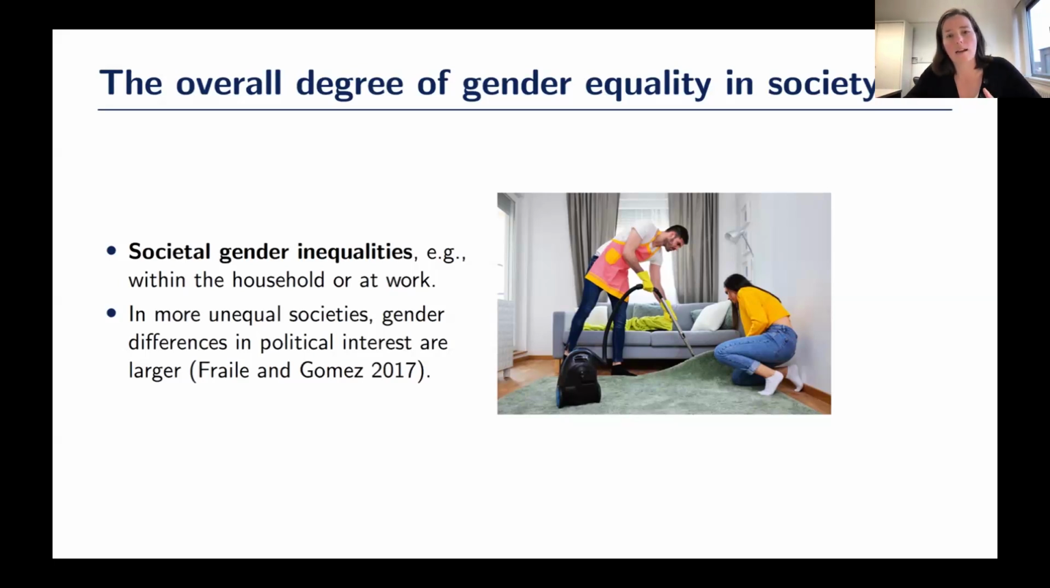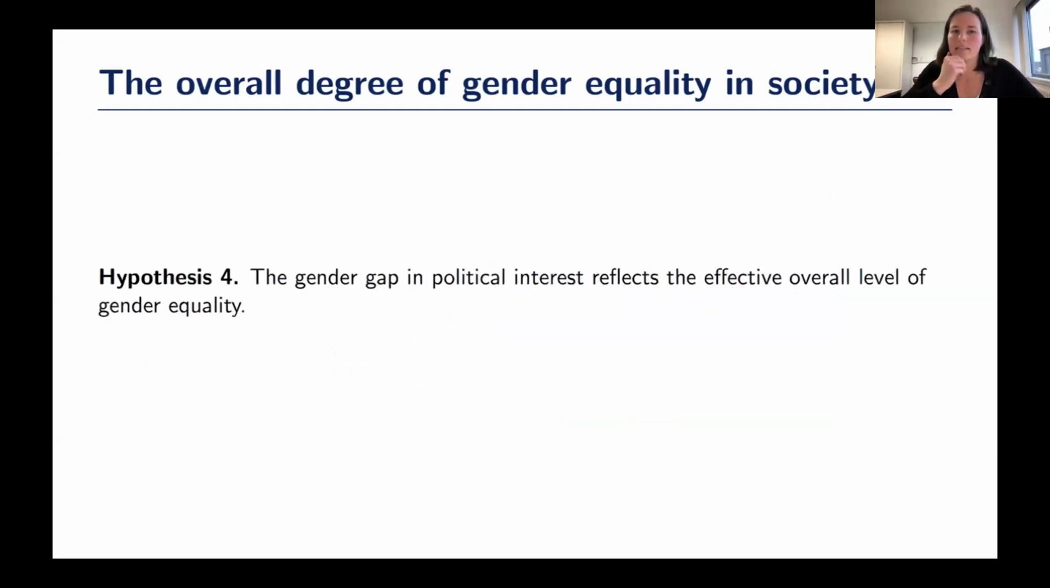There's some research that has indicated that there's an association between societal gender inequality and the gender gap in political interest. So this then leads to the following hypothesis, that the gender gap in political interest reflects the overall level of gender equality in a society.